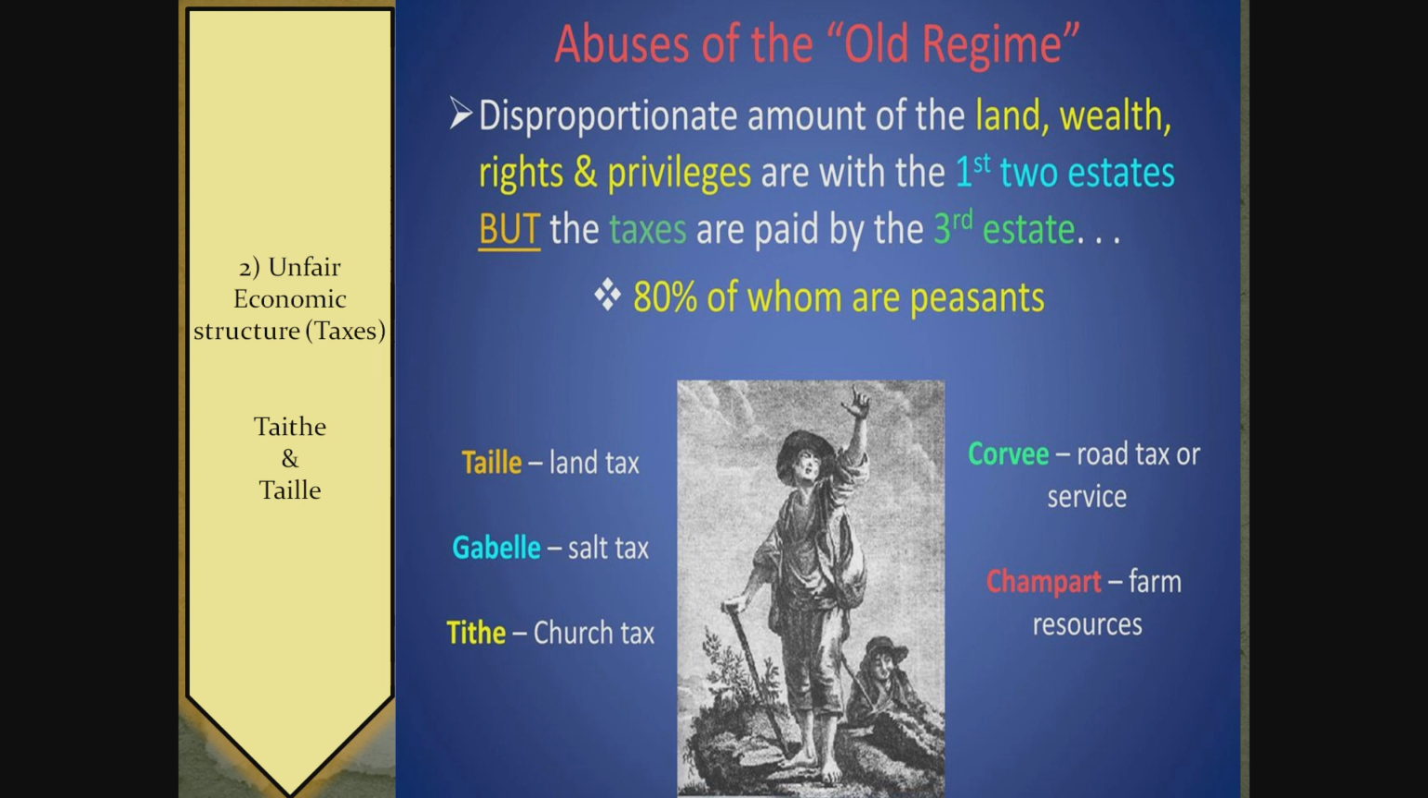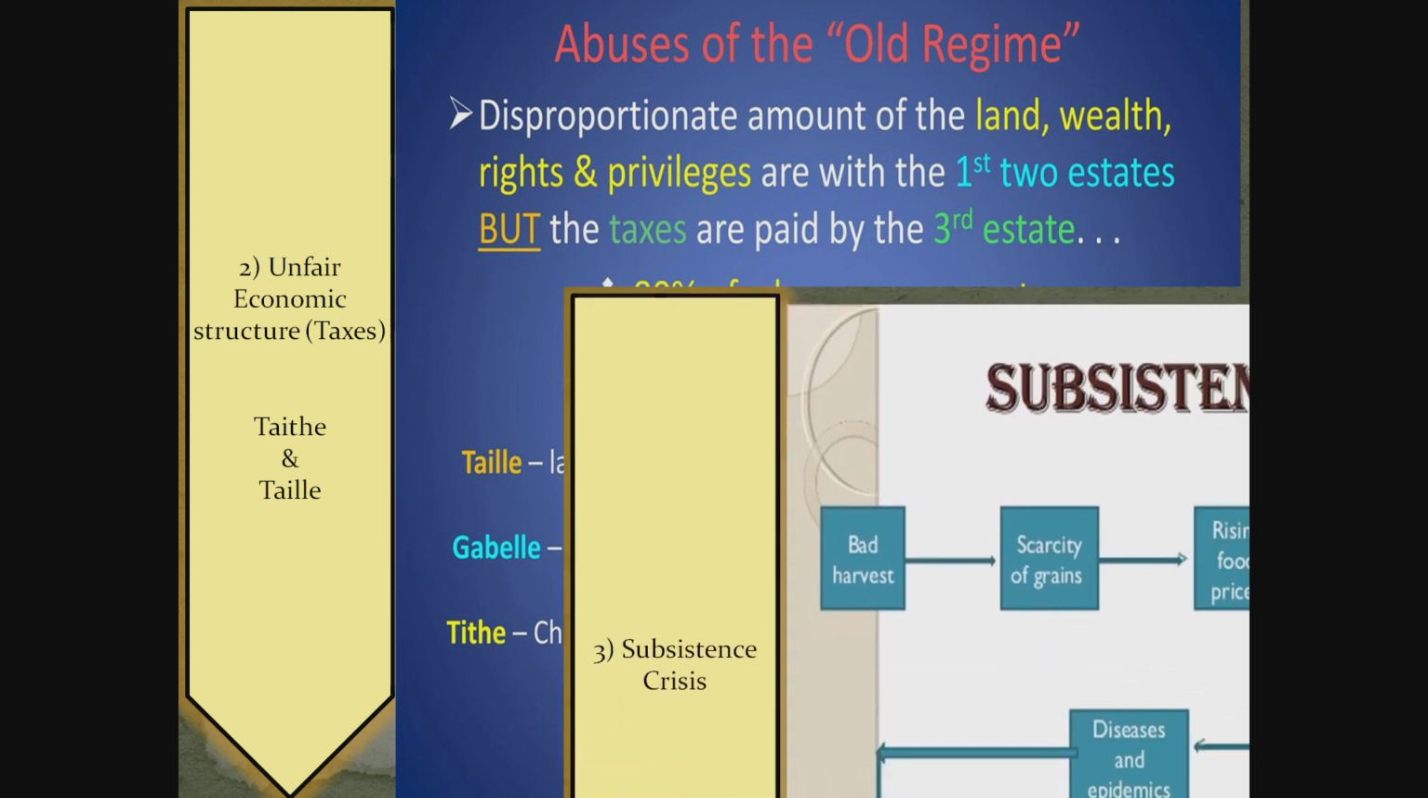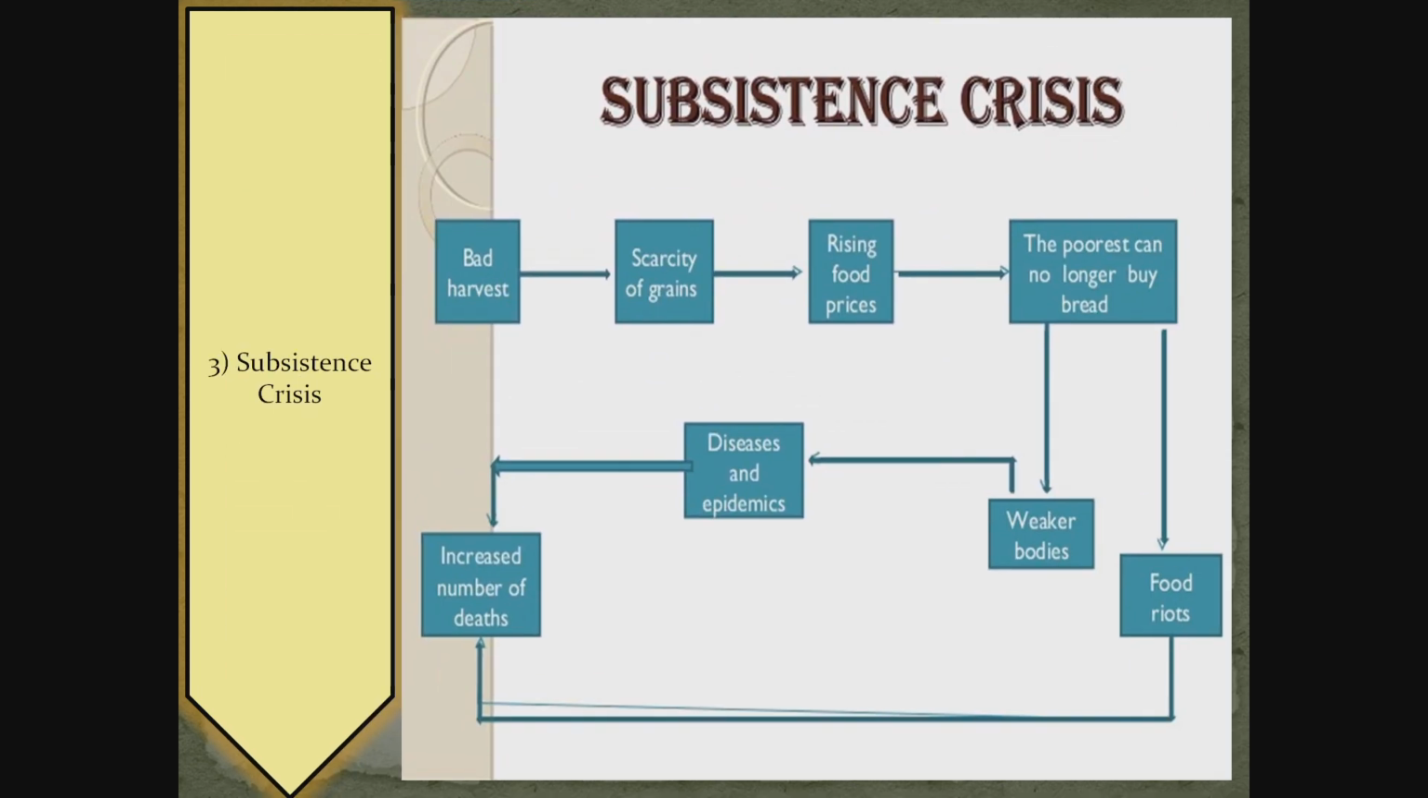Now let's move towards the third reason. Yes, subsistence crisis. Subsistence, I hope you might know the meaning of this word. Subsistence means a condition where it is very difficult to live because of all these conditions which you are going to study here. So this was the subsistence crisis. Why did it come? First that we will discuss.